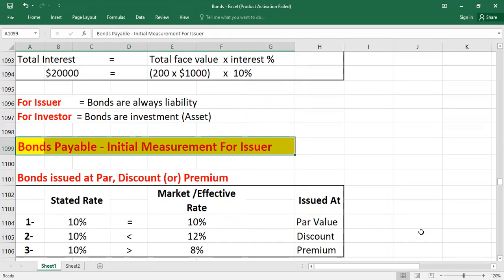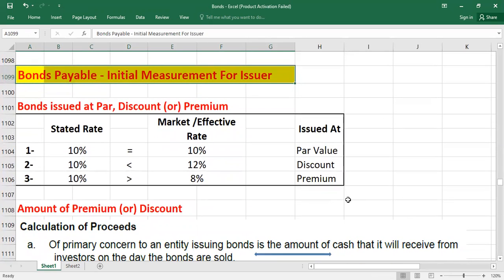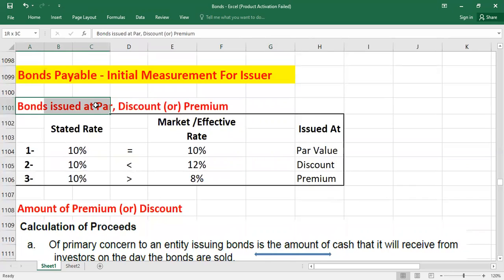Okay, issuer means the company which is going to issue. How will it measure the bonds initially? You should remember here, bonds could be issued at par, at a discount, or at a premium. So how do you decide whether we need to issue the bonds at par, premium or discount?